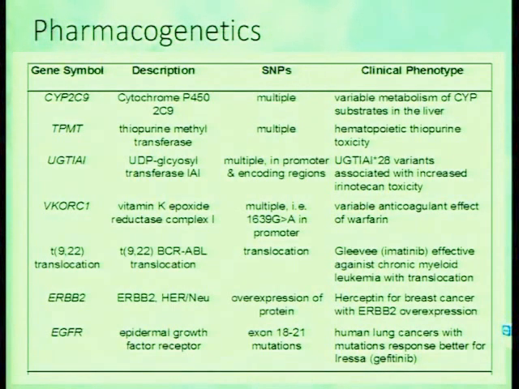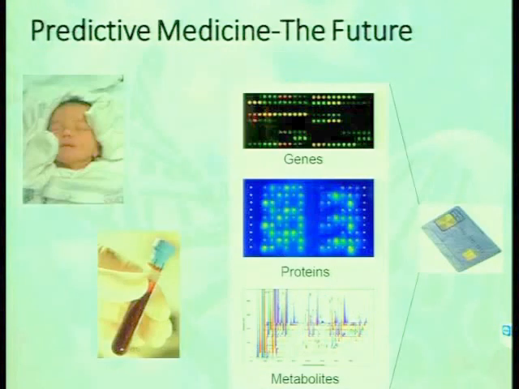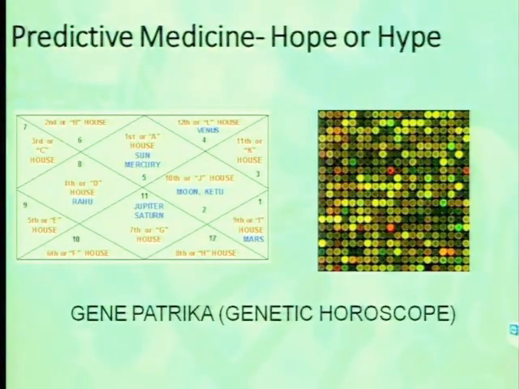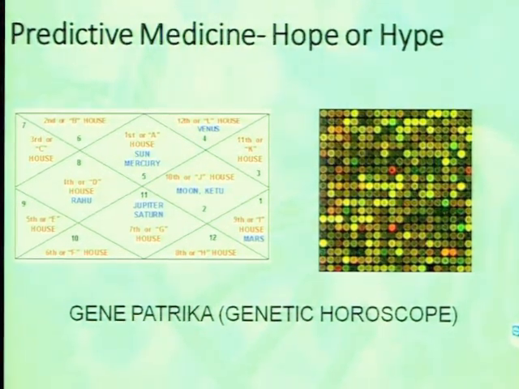Also in cancer, there are targeted therapies for many of the disorders where without doing a test you can't give treatment for that particular cancer. So this is already becoming a reality, and in future probably when the baby is born, you take a blood sample, sequence all the genes, get to know all the proteins, all the metabolites, and store it in something like a credit card, and every time a patient is sick, he just goes with this card, all the information is there, and you know which drug needs to be given. So instead of making a kundali with all the Rahu Ketus, we'll make a microarray kundali, a genetic horoscope, and that should make all the patients happy.